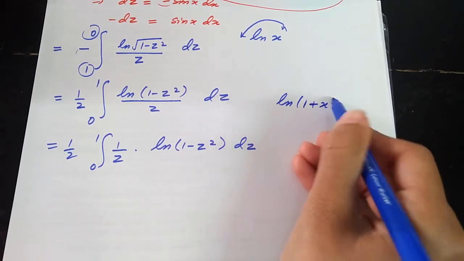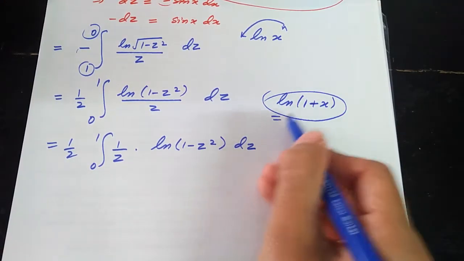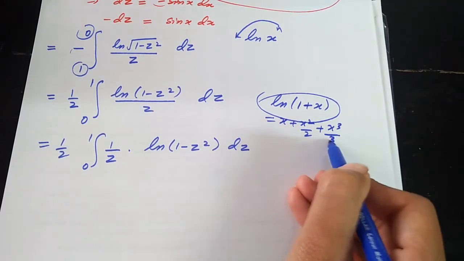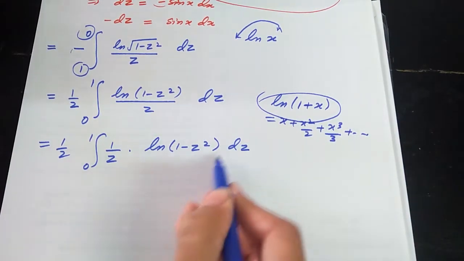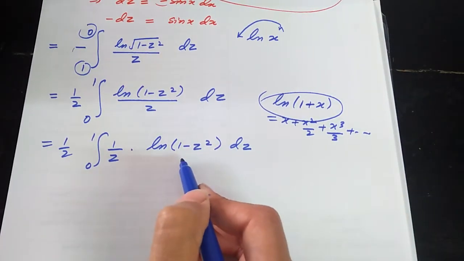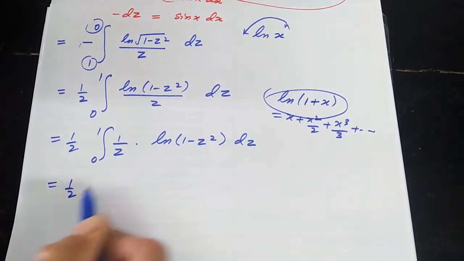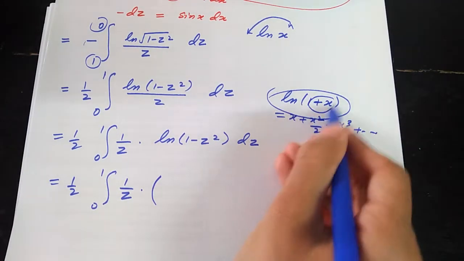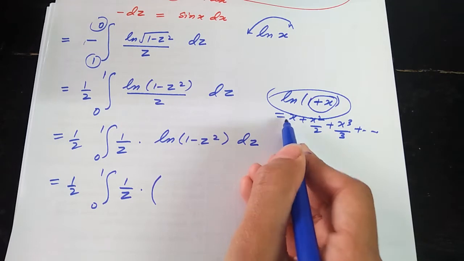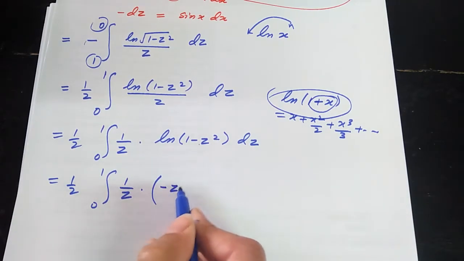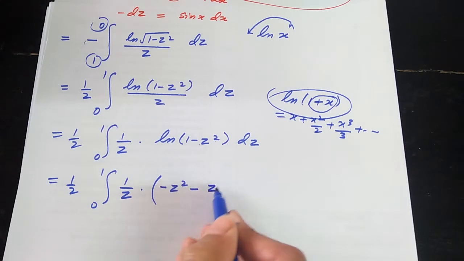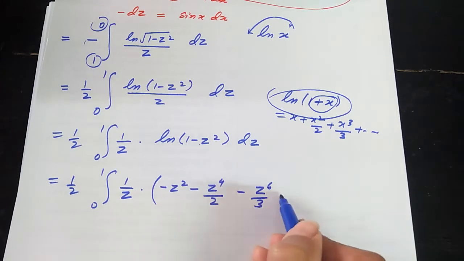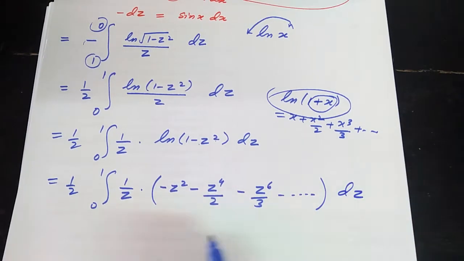Ln of 1 plus x has the series x minus x square over 2 plus x cube over 3 and so on. So we can replace it with this as well. It will be easier to integrate. It will become 1 by 2, integral from 0 to 1, of 1 over z into, now here in place of x we have minus z square. So it will become minus z square, minus z4 over 2, minus z6 over 3, and so on, dz.